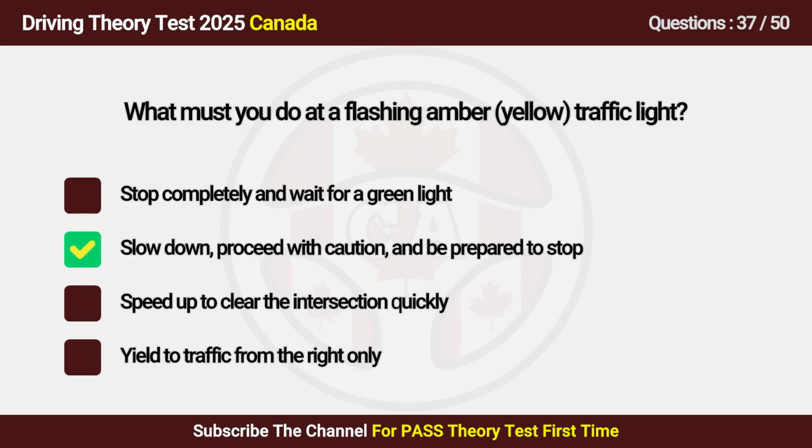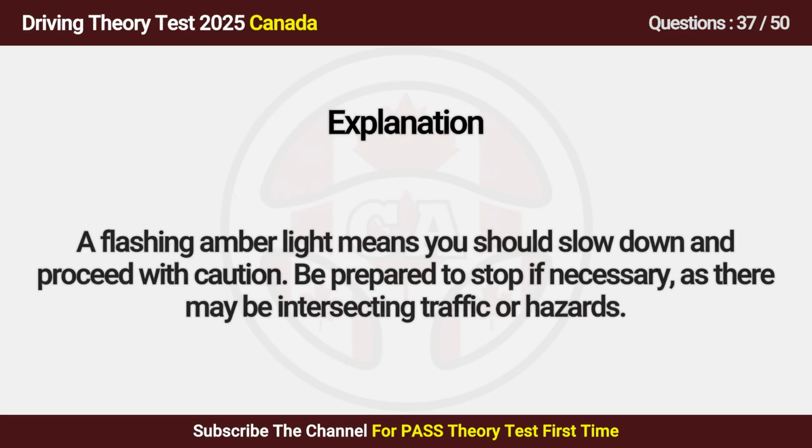Answer is B. Slow down, proceed with caution, and be prepared to stop. A flashing amber light means you should slow down and proceed with caution. Be prepared to stop if necessary, as there may be intersecting traffic or hazards.